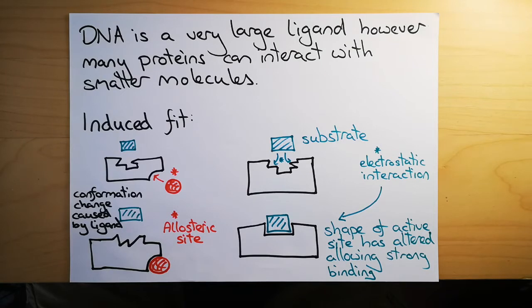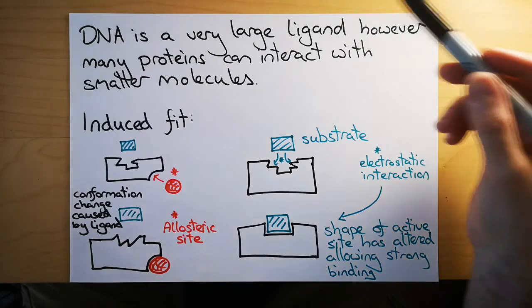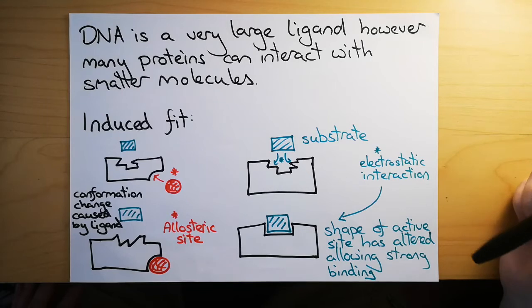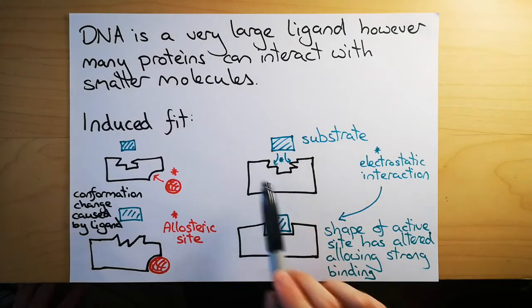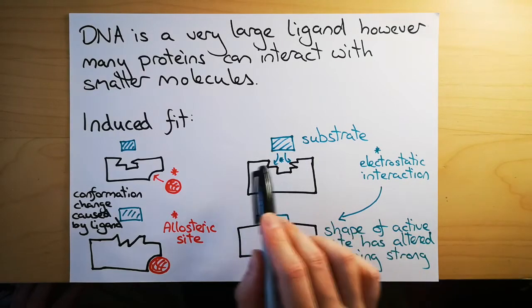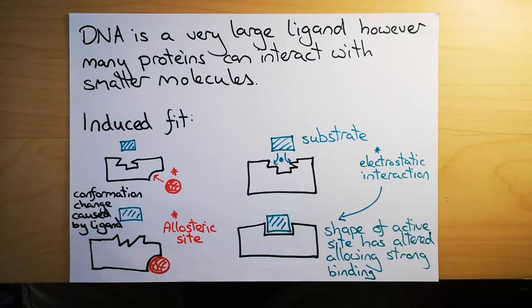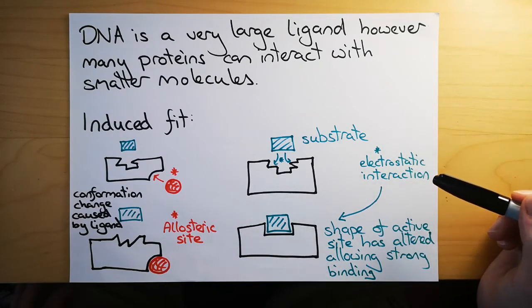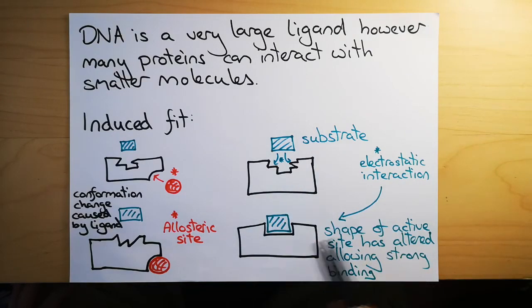So what we've got here is that our substrate, really going back to Higher, will have an impact on the shape of the enzyme that it's interacting with. So the shape of the active site will be forced to change by electrostatic interactions with the substrate, and that shape change will allow for greater binding. It will increase the affinity of the active site for the substrate.